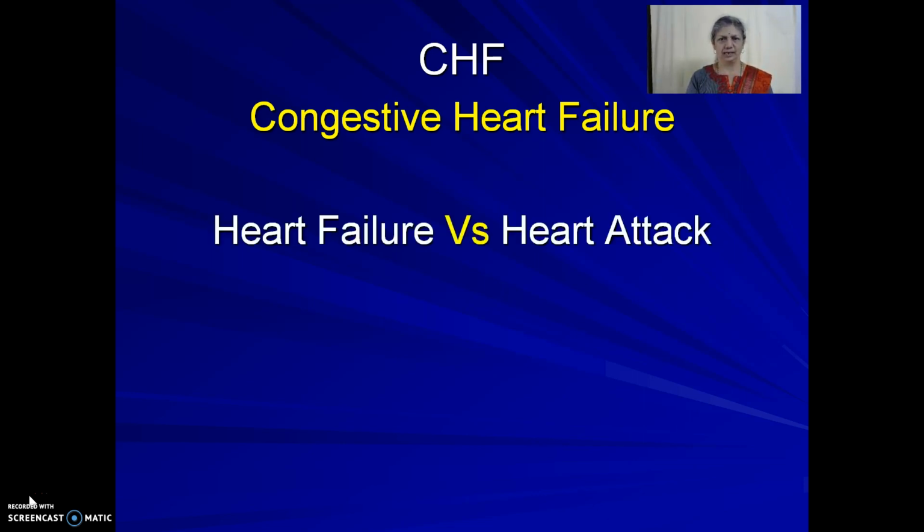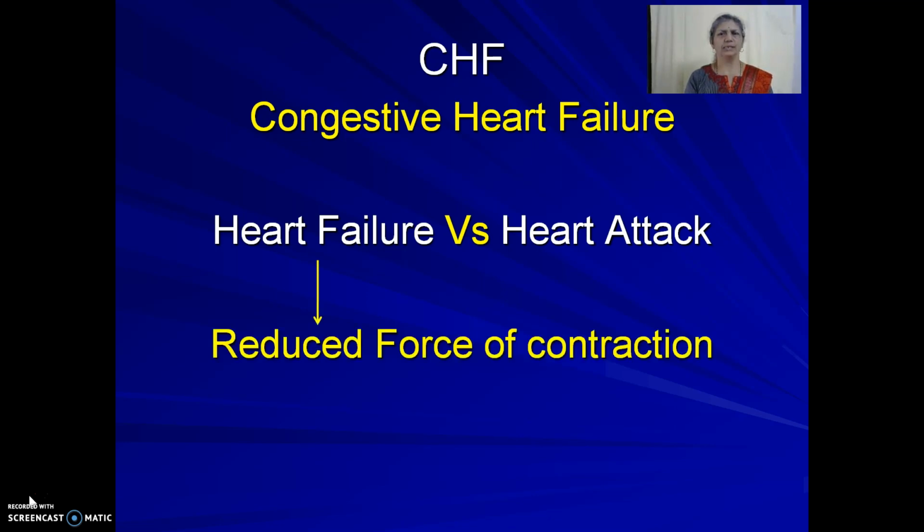What is congestive heart failure and how does it differ? How does heart failure differ from heart attack? Heart attack is an acute episode, whereas heart failure is a chronic developing situation where there is reduced force of contraction. As against this, heart attack is an acute episode where there is sudden obstruction in the blood supply to the myocardium, resulting in infarction, that is tissue death of part of the myocardium. So this is a major distinction.